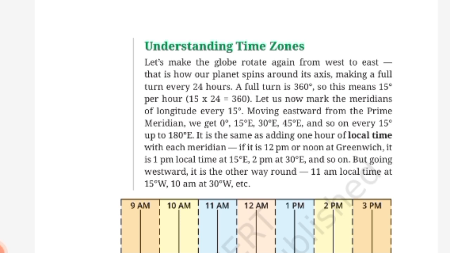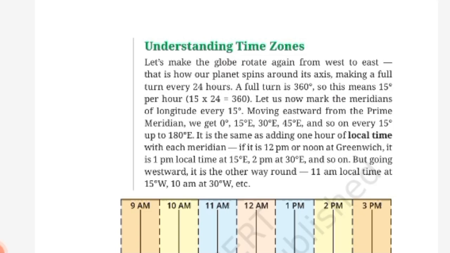So here, understanding the time zones. Let's make the globe rotate again from west to east. That is how our planet spins around its axis, making a full turn every 24 hours. A full turn is 360 degrees. So this means 15 degree per hour. 15 into 24 equals 360.